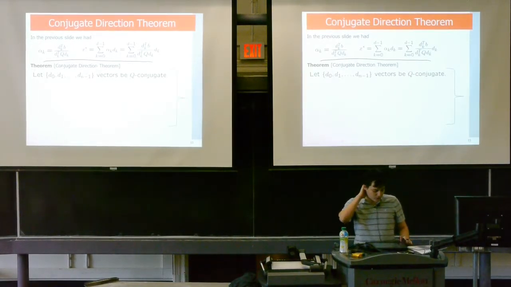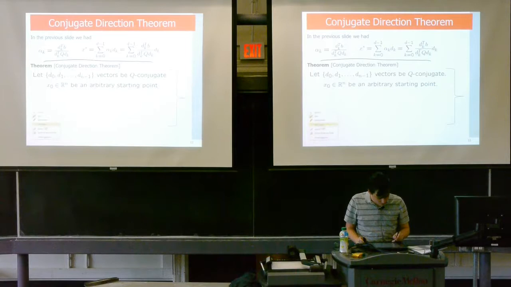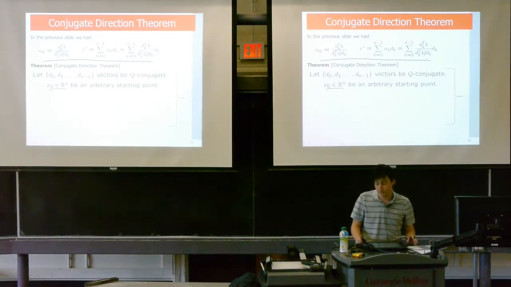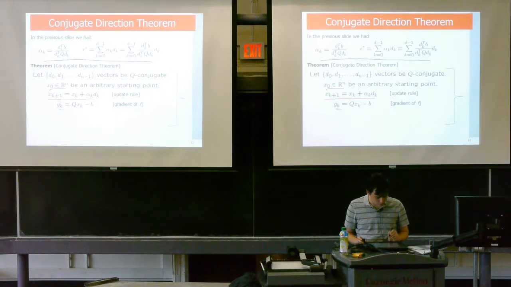And we will prove the so-called conjugate direction theorem, which is the following. Let the vectors d naught, d1, up to d n minus 1 be Q conjugate. And as we just mentioned, x naught is an arbitrary starting point. In the previous case it was 0, but now it can be an arbitrary starting point. We will have this update rule for the next x k. We will need this variable g k, which is just the gradient of function f. You remember our function, right? That was f of x equals 1/2 x transpose Q x minus b transpose x.